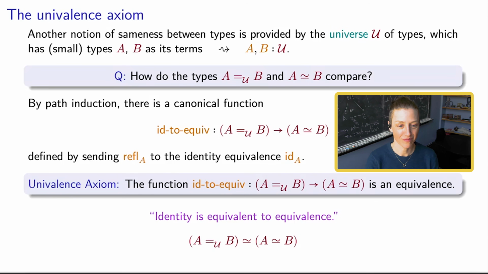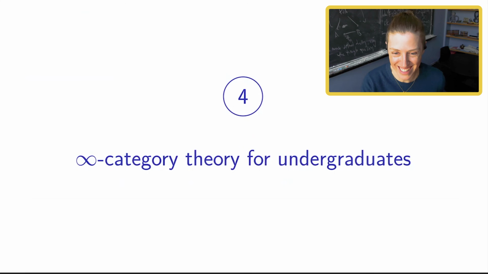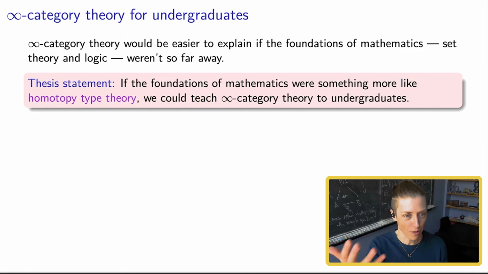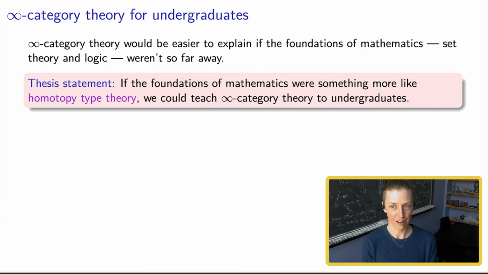Okay. So let's do some infinity category theory. The perspective I want to take now is that this is all familiar and intuitive, maybe not formally, because we haven't studied formal type theory, but we're fairly used to seeing mathematical statements written in the language of homotopy type theory and giving proofs in that language. And I want to remind you of the thesis statement, which is that if those were the background foundations of mathematics, something more like homotopy type theory instead of set theory and logic, then we can try to teach infinity category theory to undergraduates.